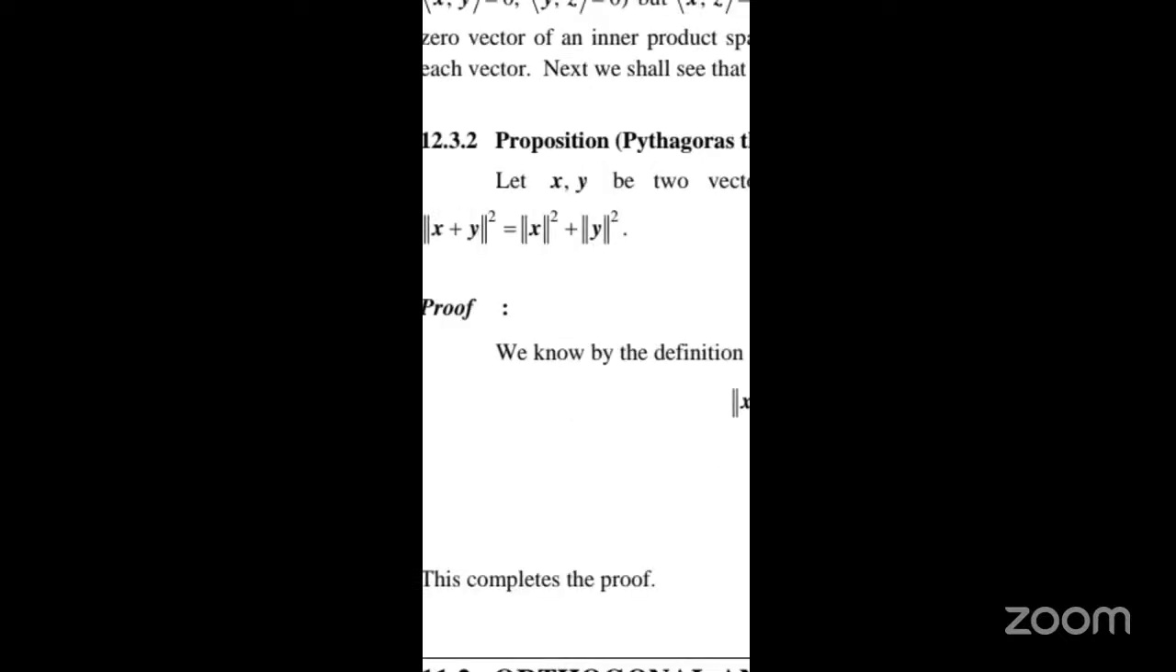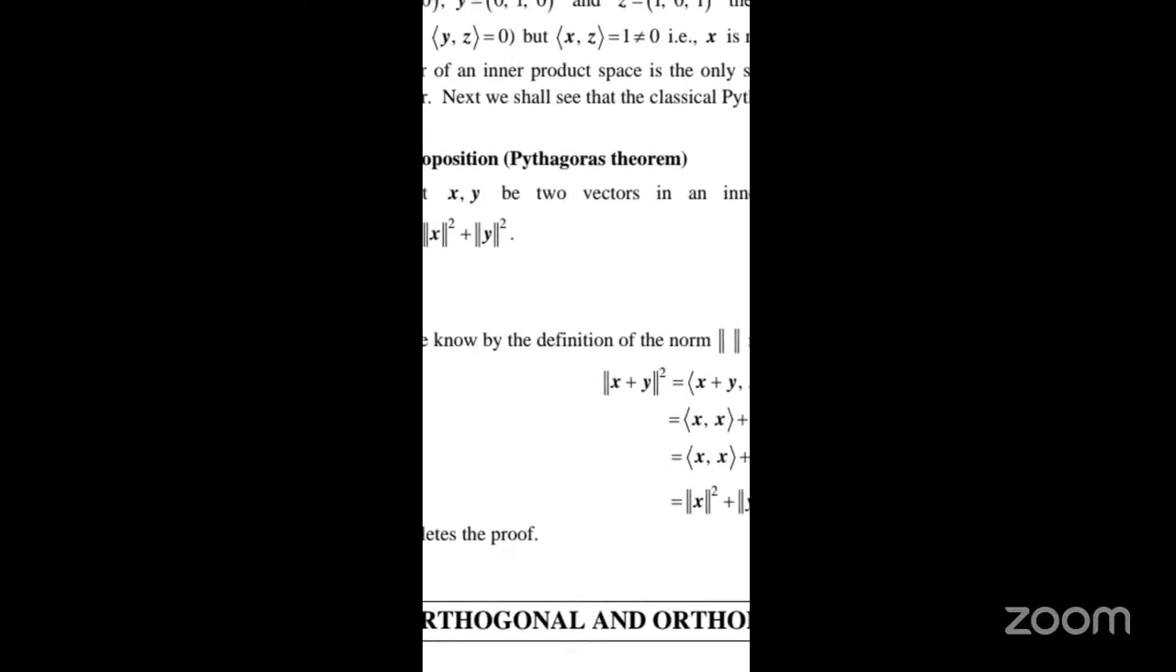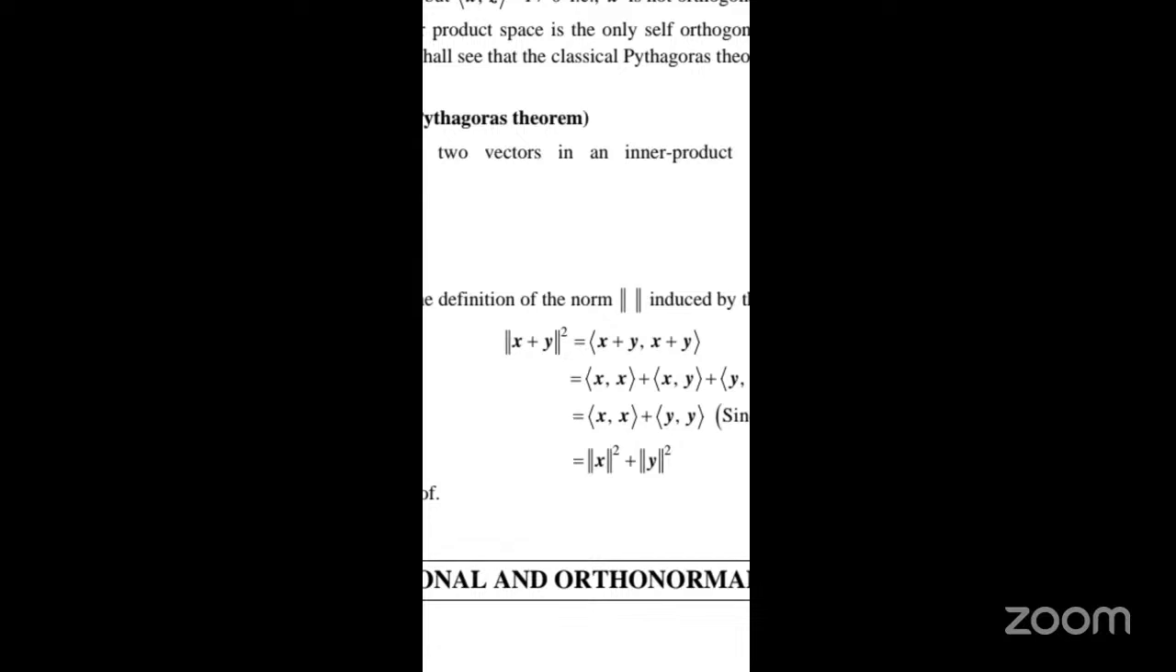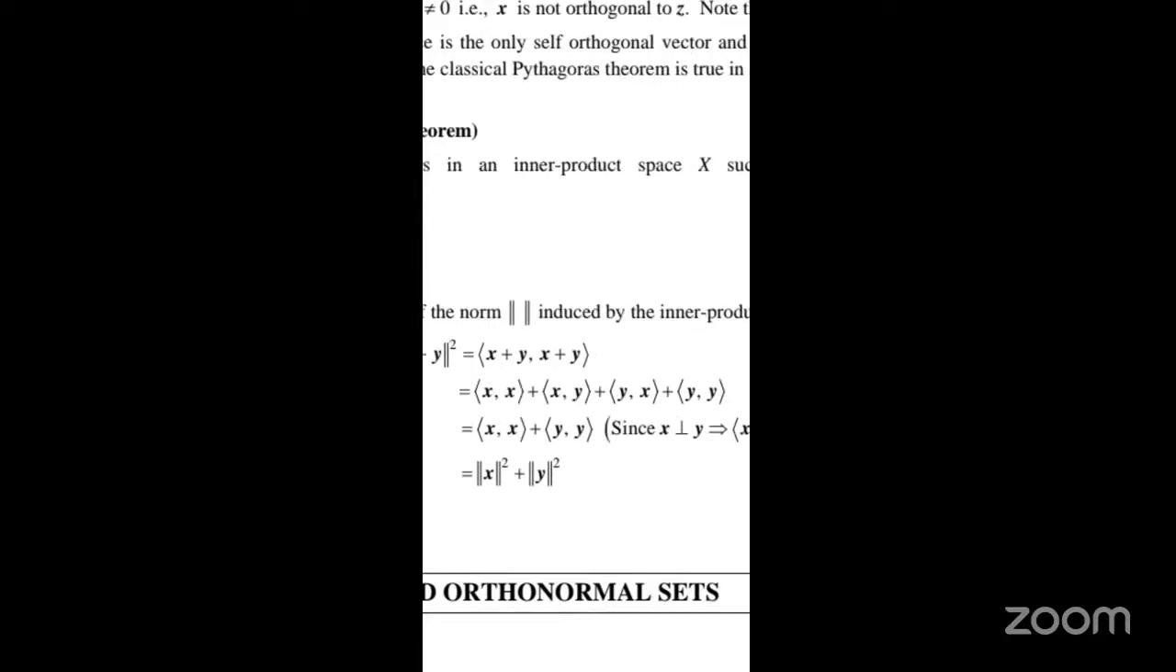Now, in the same manner, 12.3.2, this is also one of the important ones. Norm of x plus y whole square equals inner product of x plus y and x plus y. Now it is induced by the norm: inner product of x and x, x and y, y and x, y and y. Because x is orthogonal to y, the cross terms are 0. So finally we are getting inner product of x and x plus inner product of y and y. So x and x means norm x square, y and y means norm y square. That is the definition of orthogonal.